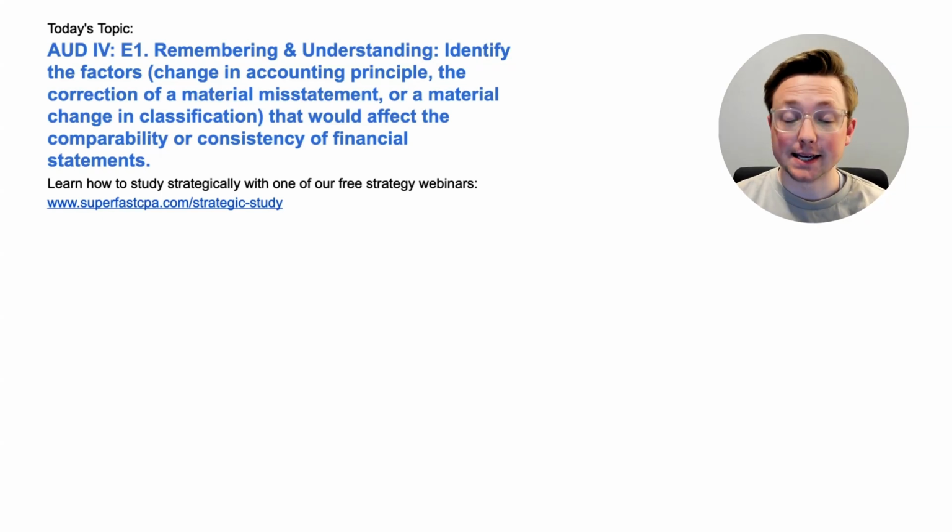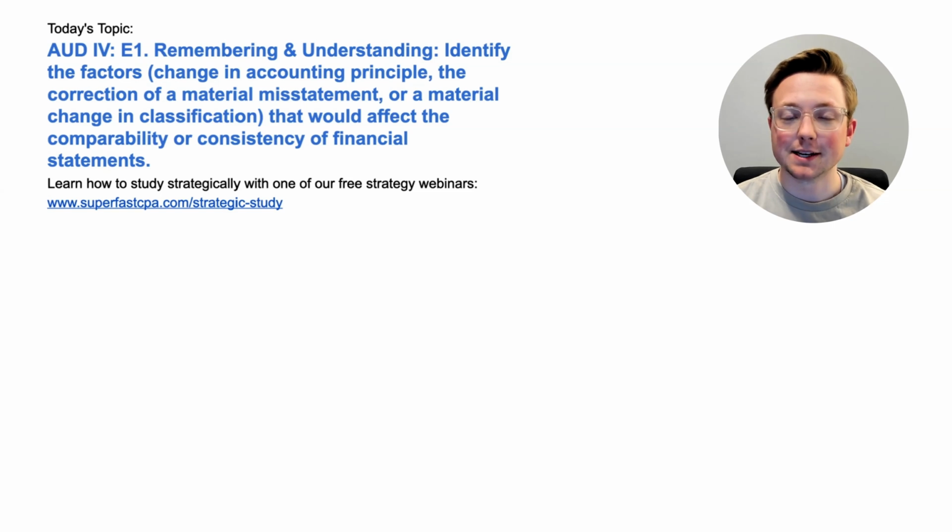I'm Logan, and in today's video, we're going to be going over Audit Area 4. This is Section E1. This is a remembering and understanding topic. Identify the factors, such as change in accounting principle, the correction of a material misstatement, or a material change in classification, that would affect the comparability or consistency of financial statements.